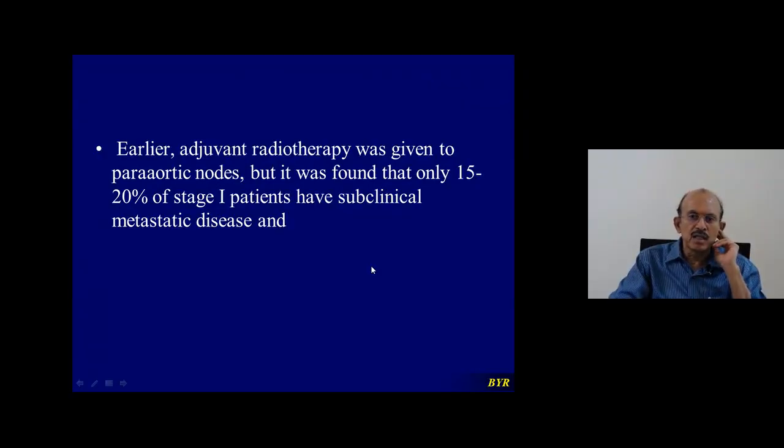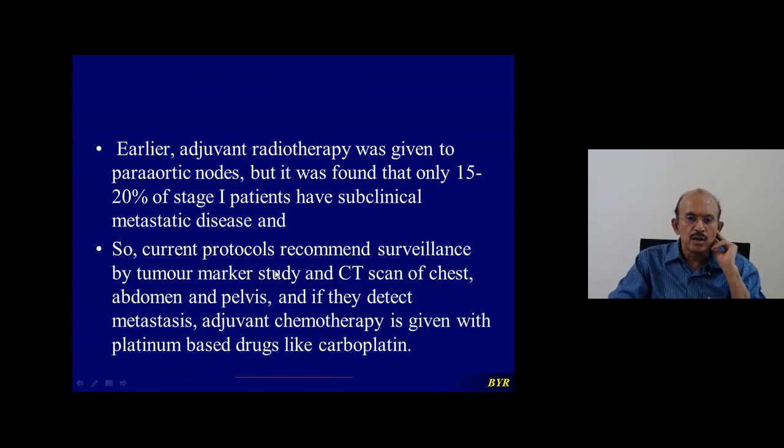Earlier, adjuvant radiotherapy was given to the para-aortic nodes, but it was found that only 15 to 20% of stage 1 patients have subclinical metastatic disease. And so the current protocols recommend surveillance by tumor marker study. What is the tumor marker study you do for testicular tumors? Or otherwise, what are the tumor markers for testicular tumors?